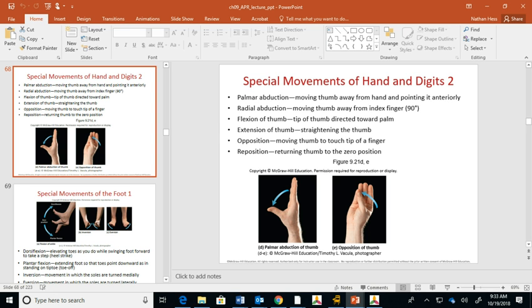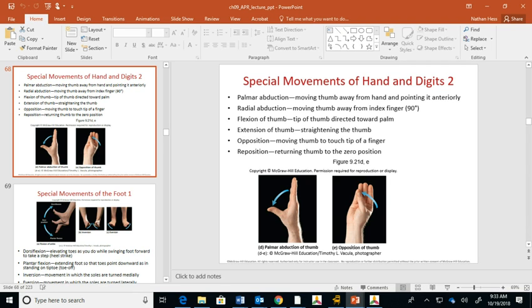Adduction would be radial adduction, moving the thumb away from your index finger. So this motion. Different plane. If I look at it like this, it's like going a thumbs up. That is radial abduction. Flexion is the tip of your thumb toward the palm. I'm just bending my thumb down and flexing it. Extension would be straightening it.